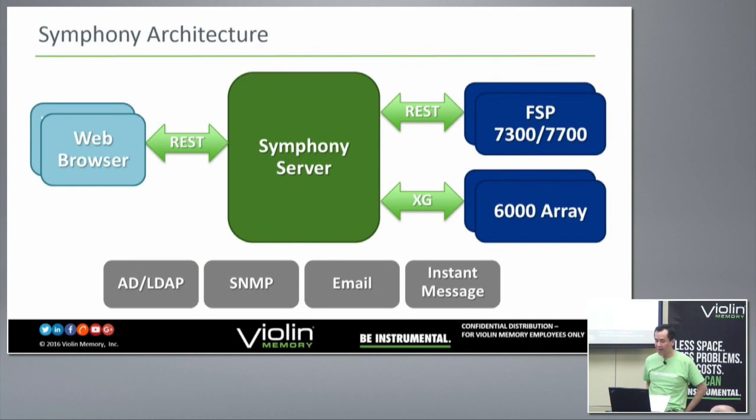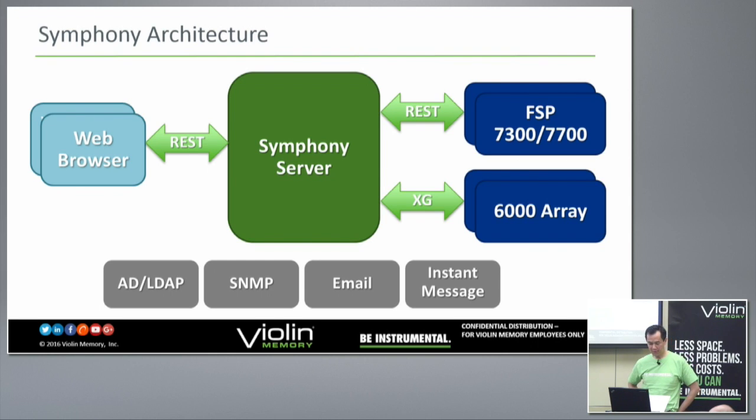Here we have a very, very high-level block diagram. Basically, Symphony leverages the REST APIs from the FSPs. For the old 6000 arrays, we have a proprietary XG protocol that we're using. But as Saeed and Saurabh mentioned, we're investing heavily in the REST API. Not only do we have a REST API to the FSPs, to the Concertos themselves, but there's a REST API into Symphony, so you can leverage that as well. In fact, our browser, once you load the HTML and the JavaScript, itself relies on that REST API for all the management capabilities.